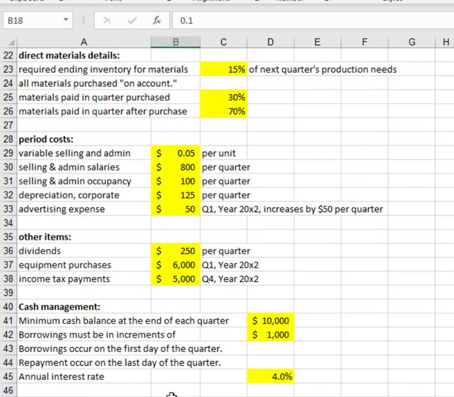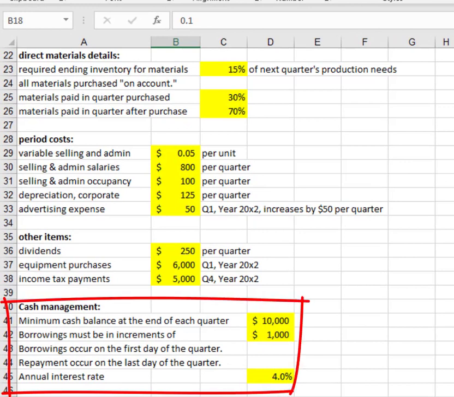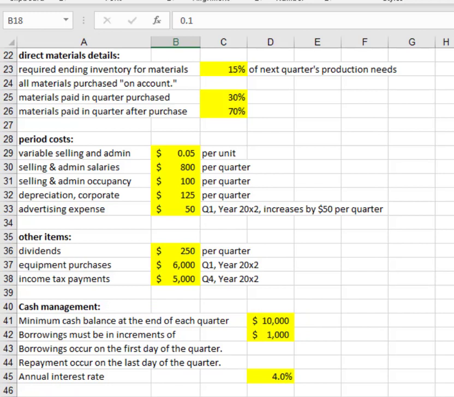So this is under the cash management section. The bank requires a minimum of $10,000. So even if we have, let's say, $4,000 or $8,000 left at the end of a quarter, that's not enough. We would have to borrow to get up to the $10,000. That's just a rule given. It's not a computation, but we have to honor it. Borrowing must be in increments of 1,000. So if you need $732.18, you've got to go up to the next round 1,000.